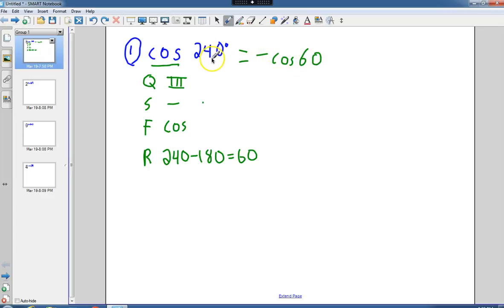It breaks down the trig expression you might have into another expression where your angle is going to be an angle in the first quadrant. And as I mentioned earlier last week, you are going to have those exact values memorized. So we know the cosine of 60 is equal to 1/2. So our final answer, the exact value of cosine of 240 degrees, is that it's equal to negative 1/2. All right, so let's go on to the next example.